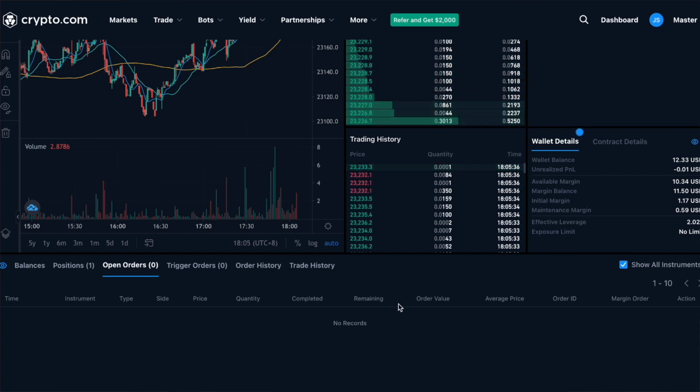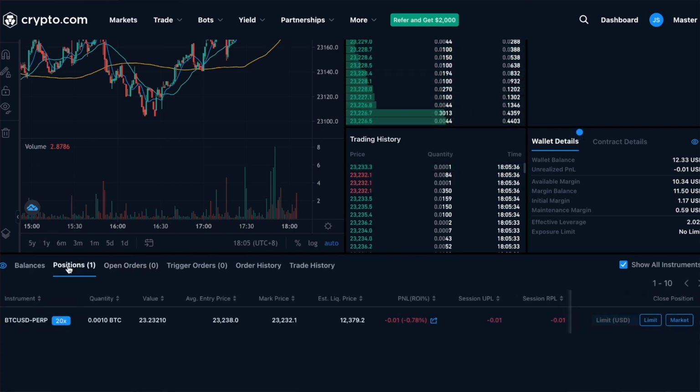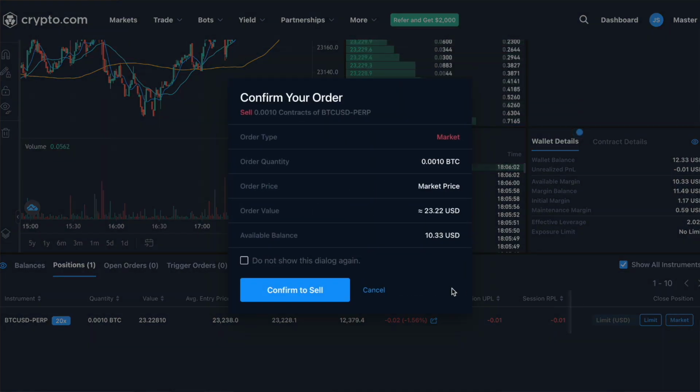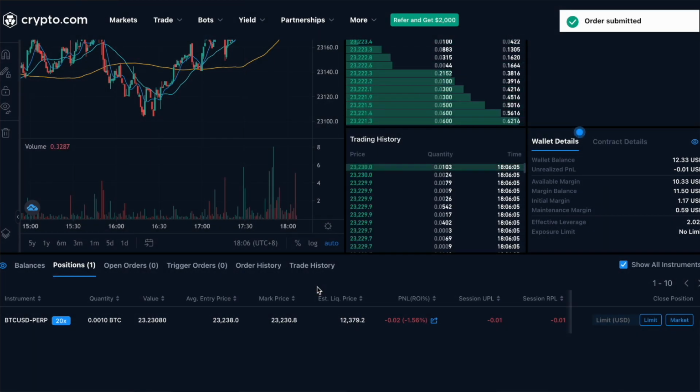Now, our order is executed and we can see it here under Positions. As this is just for showcasing, we can actually choose now how to close this order. We could either close it through another limit order, so specifying the price again, or close it through a market order, meaning it is executed right away. Let's close it with a market order. To do so, we just click on the market button, confirm to sell, and done, our order is closed.